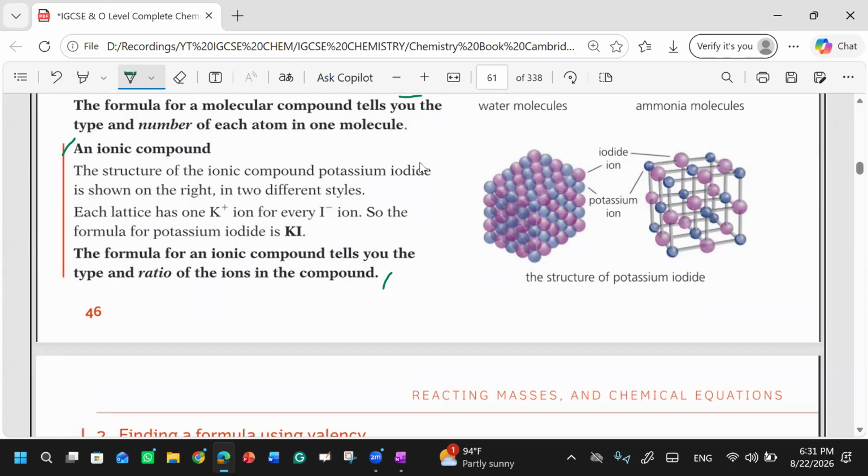Okay, this is not plus, and this is not minus. Whenever you have a plus charge, it means this is a potassium ion. So this is the potassium ion, and this is the iodide ion. Okay, this is not iodine.